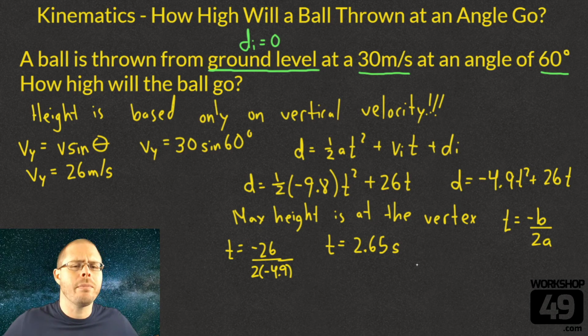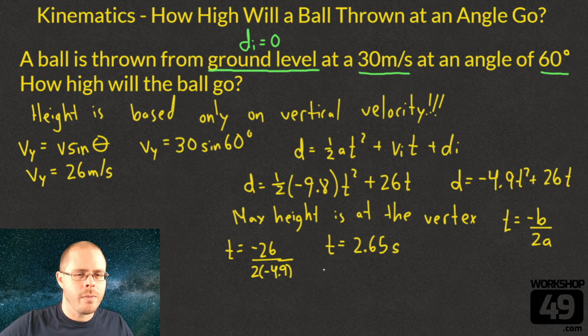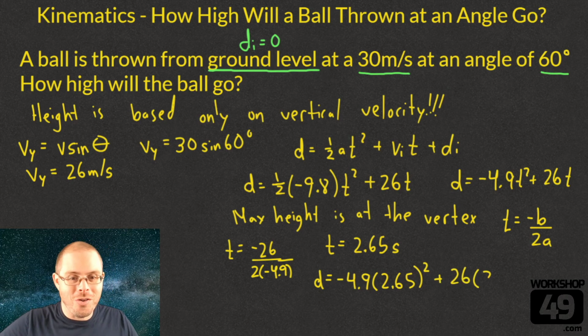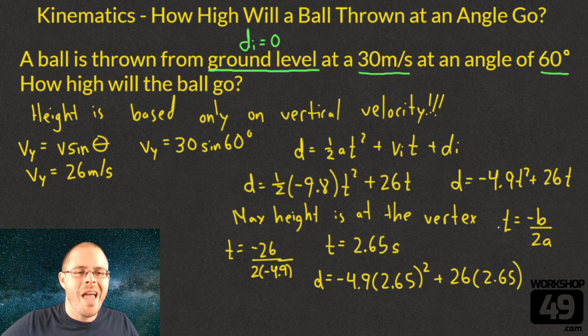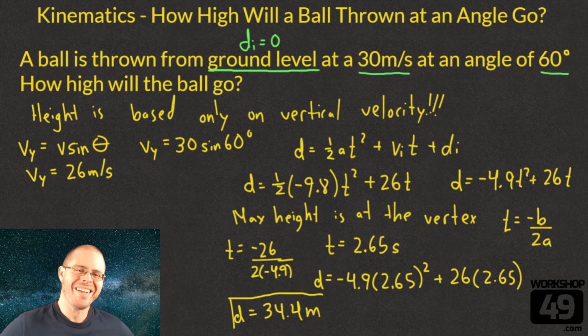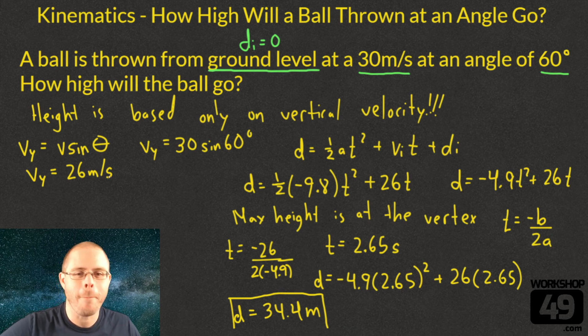The question asked how high the ball will go, not when will it be the highest. But as soon as we have that time, we can fill it back into our equation for t. We just fill it back into that regular d equals equation. So we get negative 4.9 multiplied by the 2.65 squared plus 26, also multiplied by the 2.65. And when we work this out in the calculator by filling in the time of our vertex, we get a distance of 34.4 meters. That is the vertex of our ball, which means that is the maximum height of our ball.